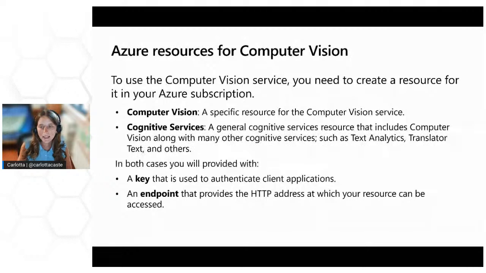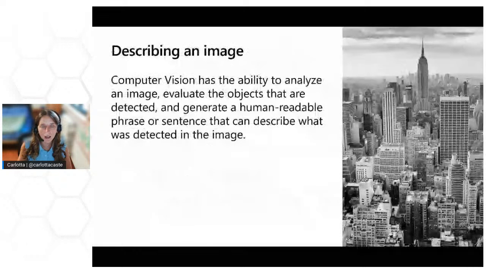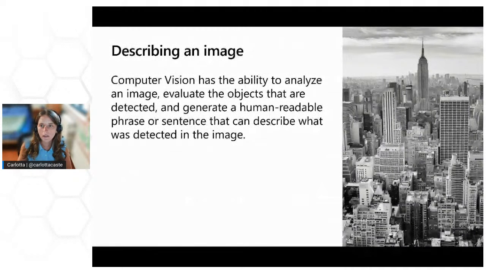But now let's get into the details of computer vision service capabilities by starting with the description visual feature. As I mentioned earlier, computer vision can analyze an image. Using cognitive services, it can evaluate the objects that are detected and generate a human-readable phrase or sentence that can describe what was detected in the image. Depending on the image content, the service may return multiple results or phrases, and each returned phrase will have an associated confidence score, showing how confident the algorithm is in the supplied description. The highest confidence phrases will be listed first.